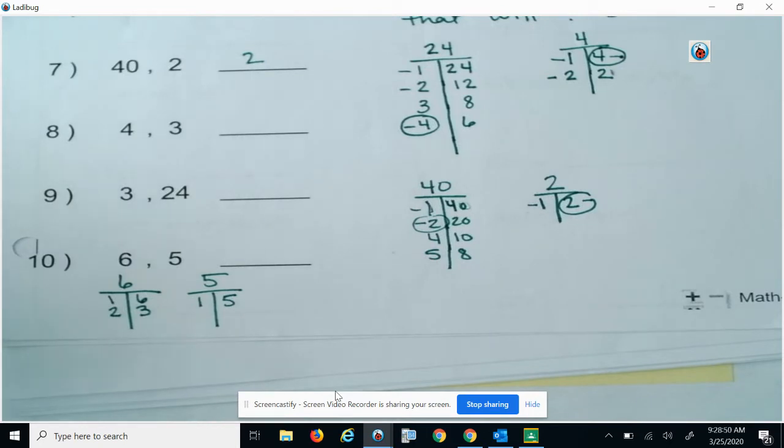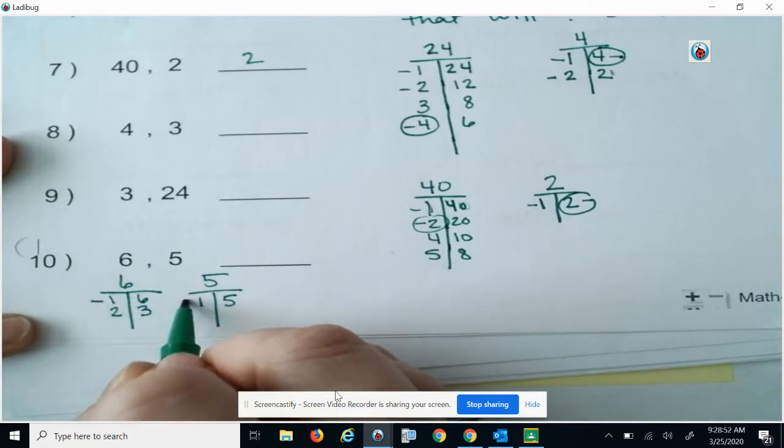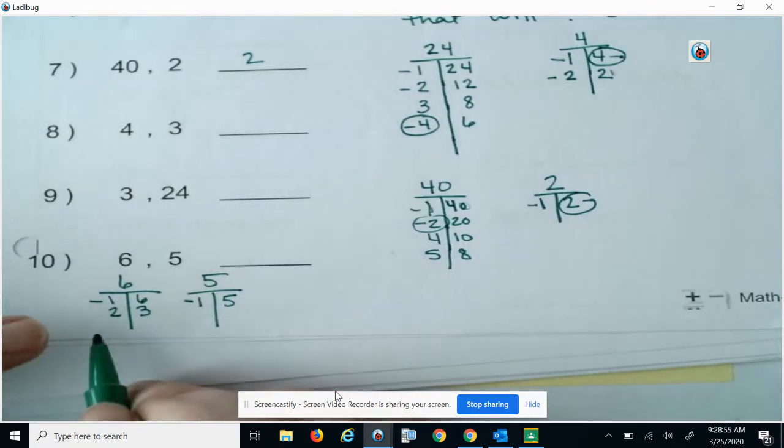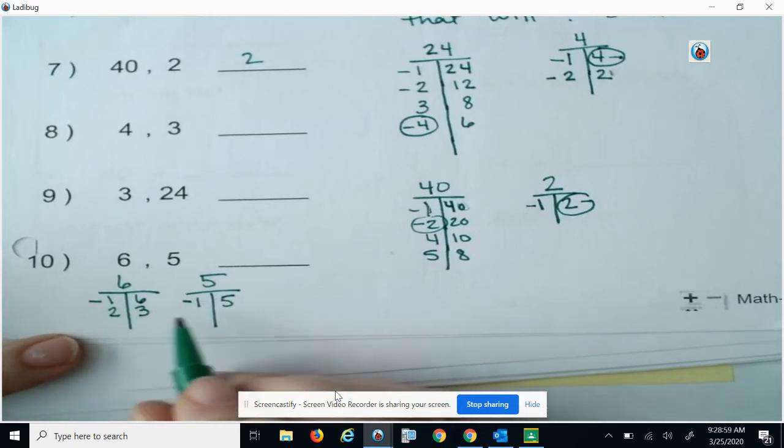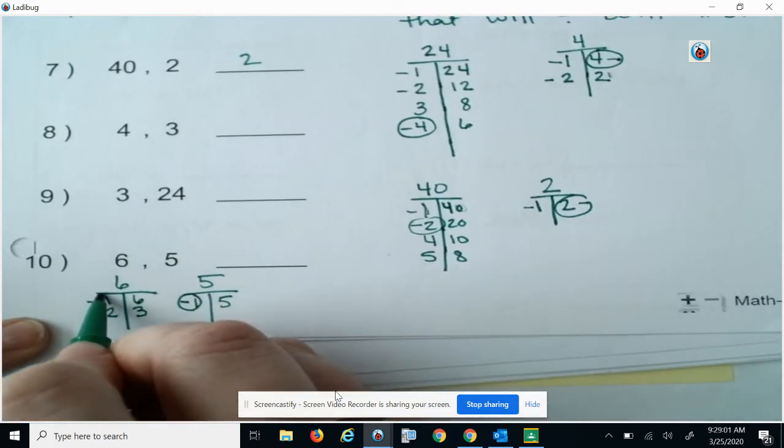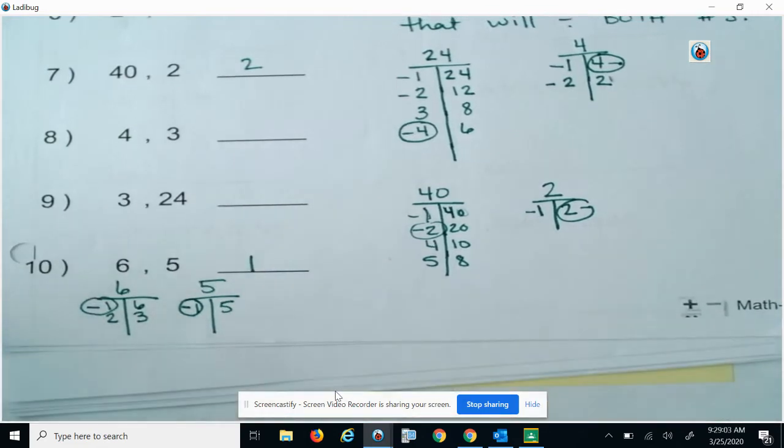And then I'm going to look for common factors. They share a 1, no 2, no 5. This is the smaller one, right? No 5. So all they share is that 1. GCF is 1.